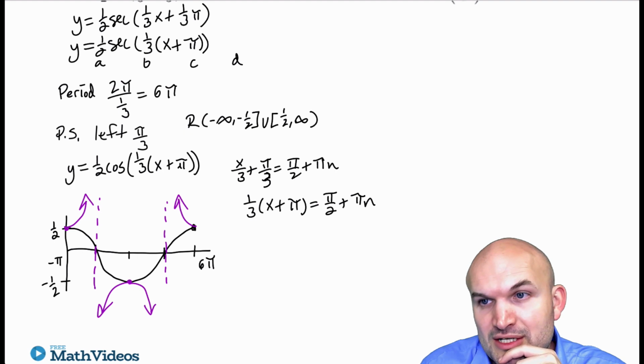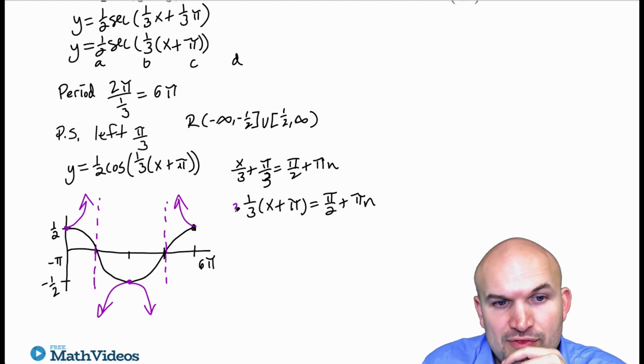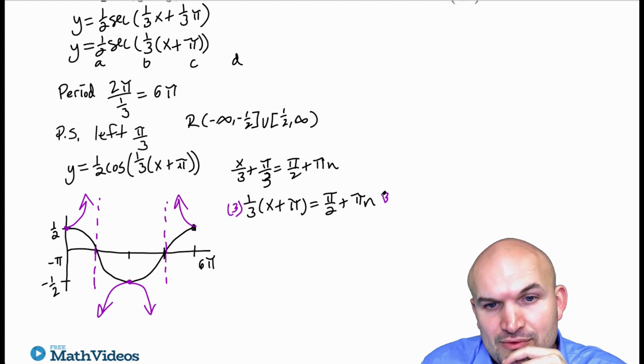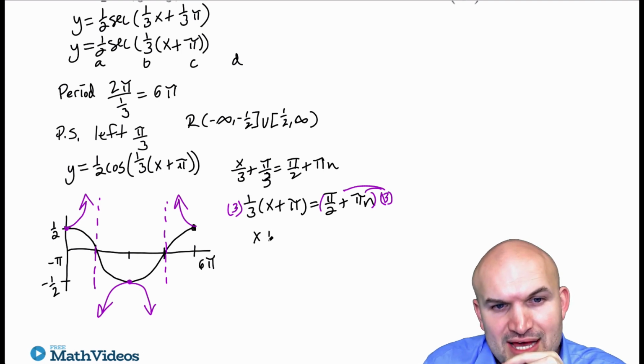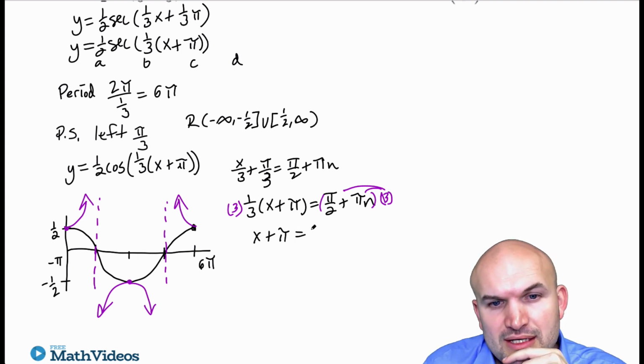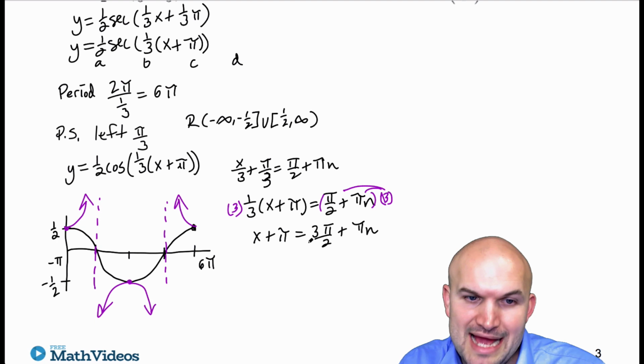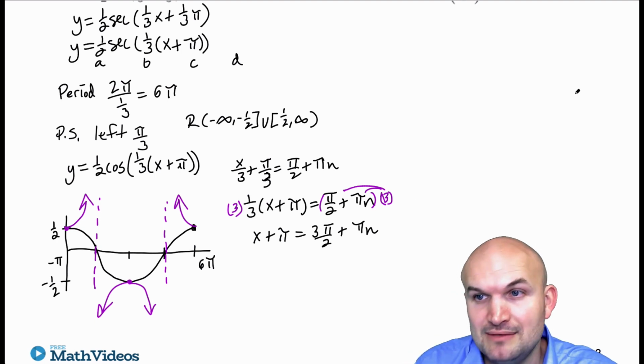So the first thing that I'm going to do here is to get rid of the 1/3. So I need to multiply by 3 on both sides. Just make sure you distribute that 3 to both of them. And in that case, I'm going to be left with x plus pi is equal to 3 pi halves plus pi n. And now I just need to subtract pi.